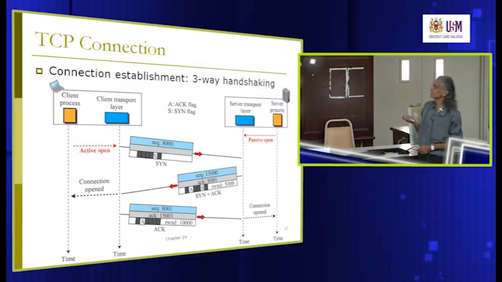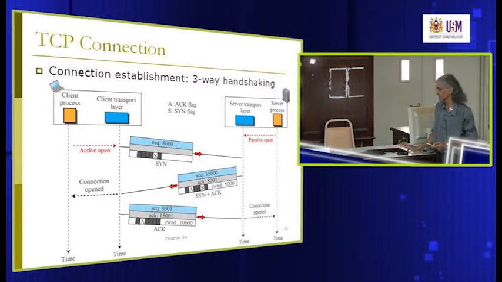All right? So this is the first phase, connection establishment. Connection establishment is called a three-way handshaking procedure. It means that there are three packets exchanged between the client and server to establish the connection. Only after these three packets are exchanged can data be transferred. So the client will send a synchronization packet to the server.